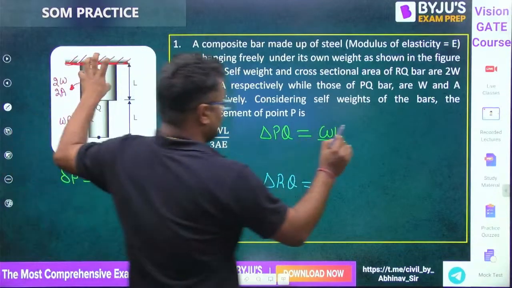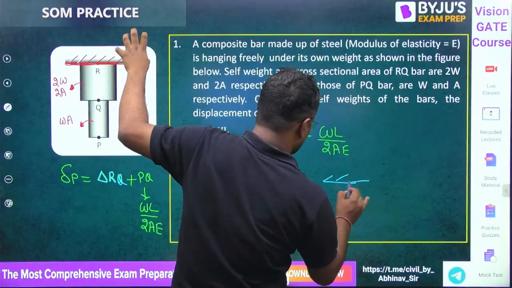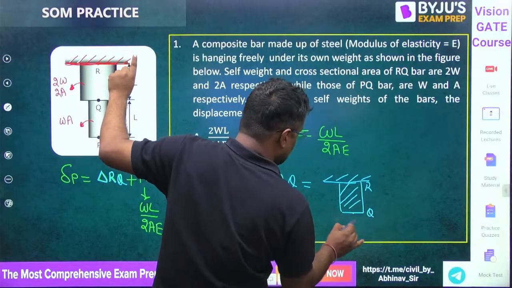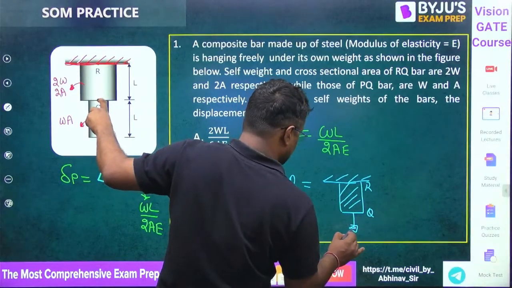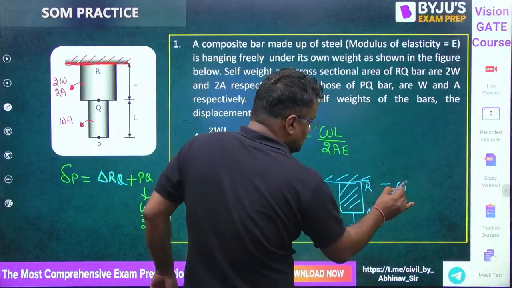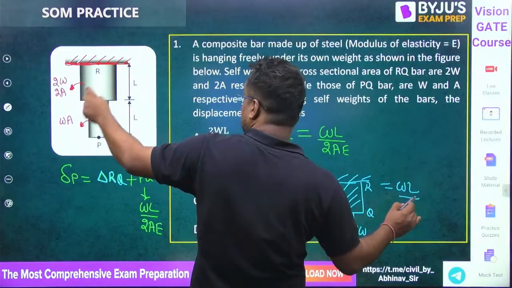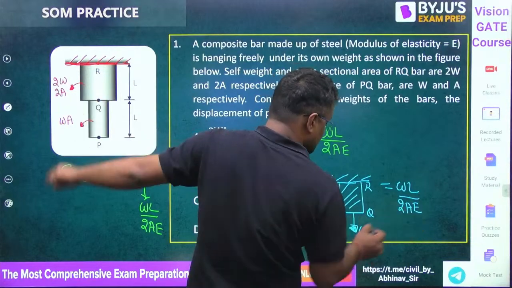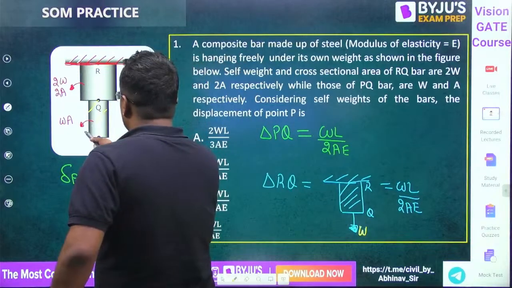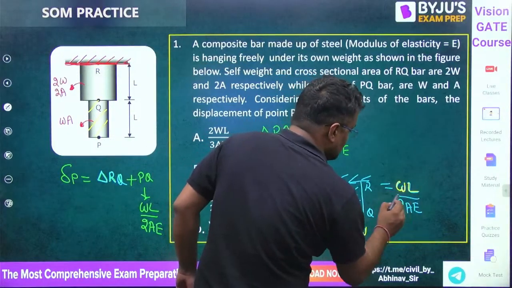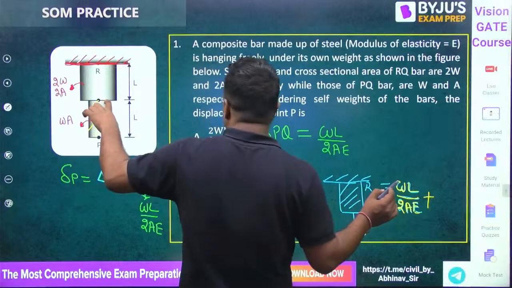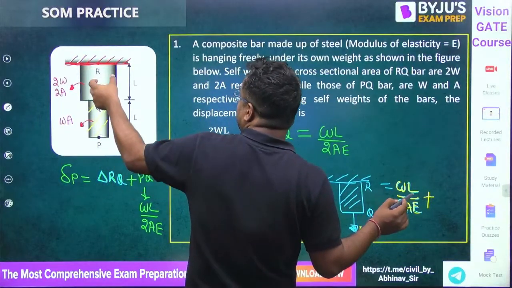Now I can write down delta RQ, this is R and Q. Due to its own weight, plus one due to the downward PQ bar, it is applying a force W on this. Two things will be there. So delta RQ due to this W: what is the length? Length is L. What is the area? 2A into E. This is due to this external weight W. So this is WL by 2AE plus due to its own weight. This one is due to this bar, because this is acting as external on this.